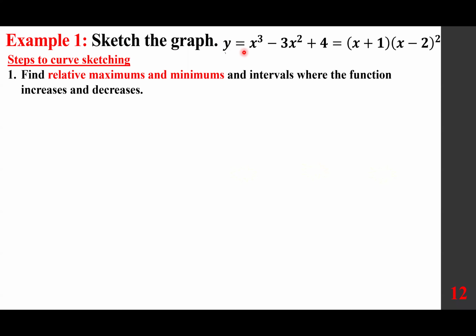Example 1, sketch the graph of y equals x cubed minus 3x squared plus 4. They happen to give us the factored form for the sake of the x-intercepts. If they didn't, we would have to come up with that. So what I want to do first and foremost is remind you how we graph this in pre-calculus. It can be done without calculus, but calculus will make it more precise. Here's what we've done.